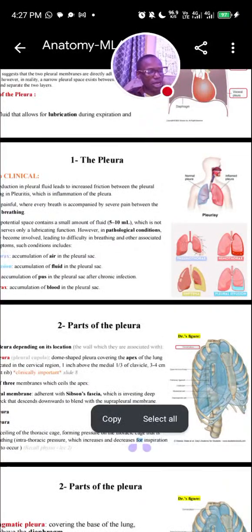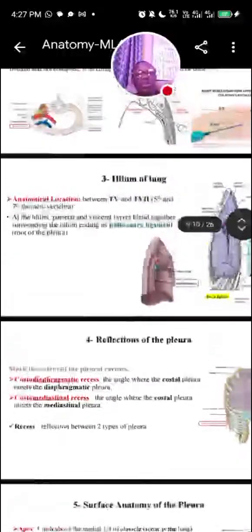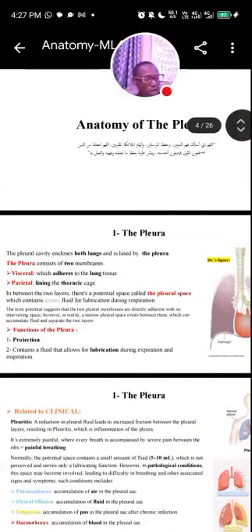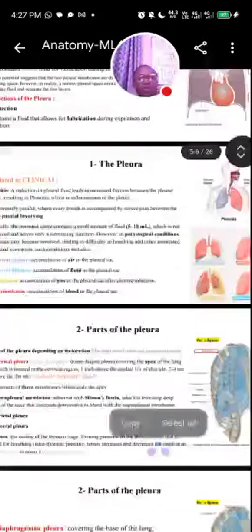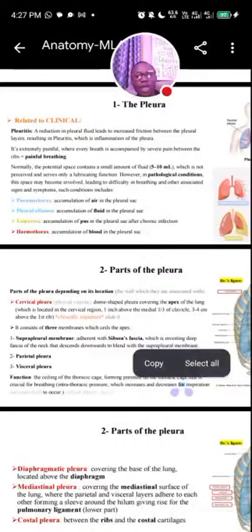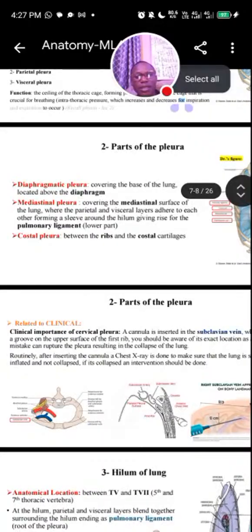This is where we are going to stop. I've learned all this: 1, 2, 3, 4, 5, 6, 7. Seven beautiful things. Let me start counting. Beautiful things I've learned: 1, 2, 3, 4, 5, 6, 7, 8, 9. That is the hilum of the lung. Parts of the pleura are 3.